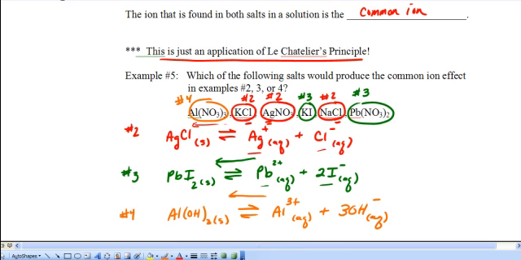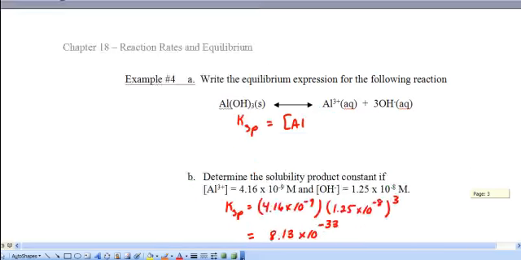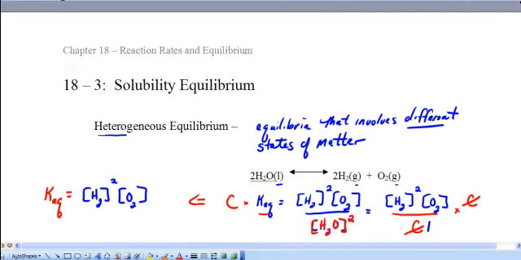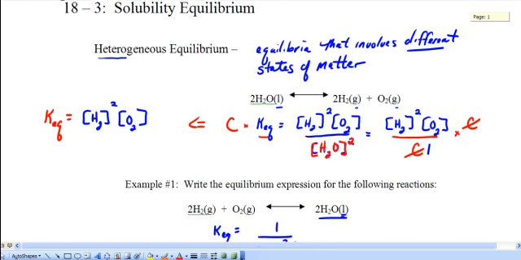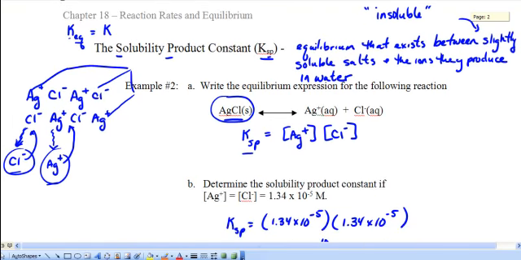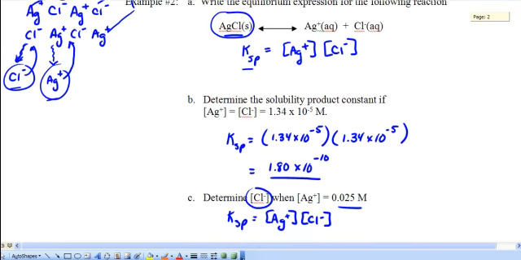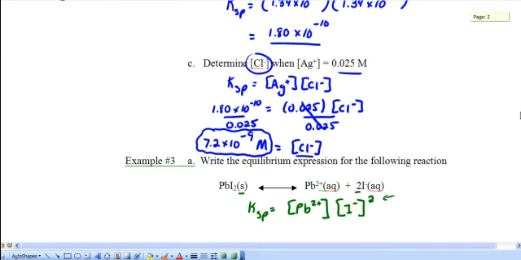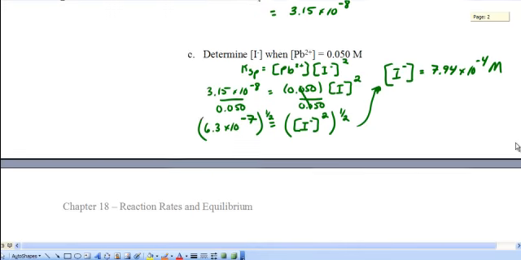All right? So in summary, scrolling all the way back up to the original page on this section, we talked about heterogeneous equilibrium, where you simply leave off solids and liquids from the equilibrium expression. This is always true when you're dealing with solubility product constant, because you're always dissolving a solid and forming ions in solution, so you're always going to have to lose the solid there. You should be able to determine Ksp. You should be able to write out the equilibrium expression first, then solve for Ksp, and then determine an unknown concentration. And we did that in several different examples.